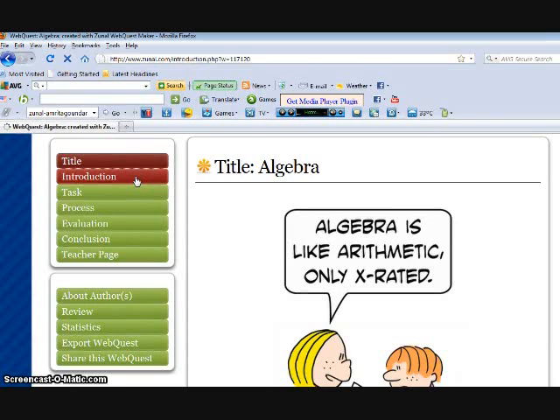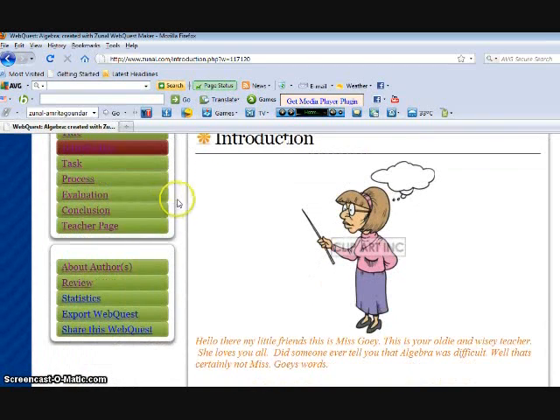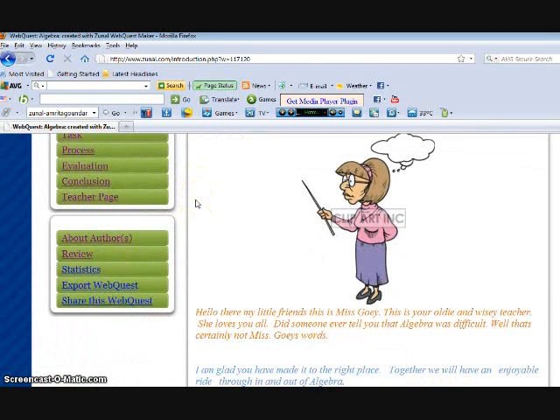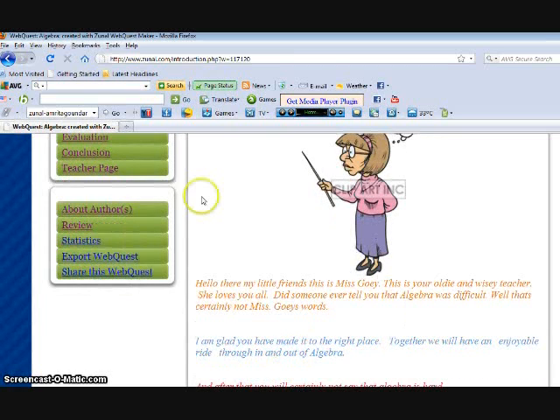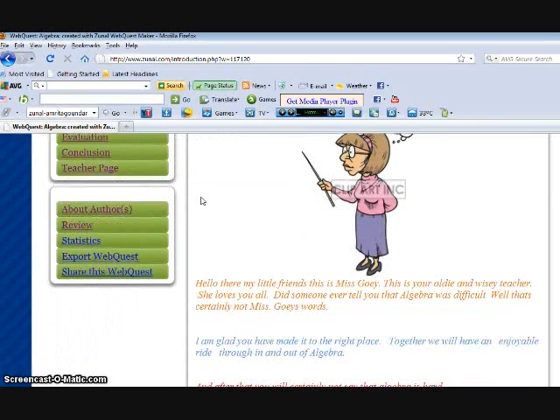The introduction page is a very important page in the web quest. Not only should it have a motivational effect on the students, it must also provide an insight into what the concept is about. For my introduction, I have used a teacher called Miss Tori, who is going to take the students into the world of algebra.